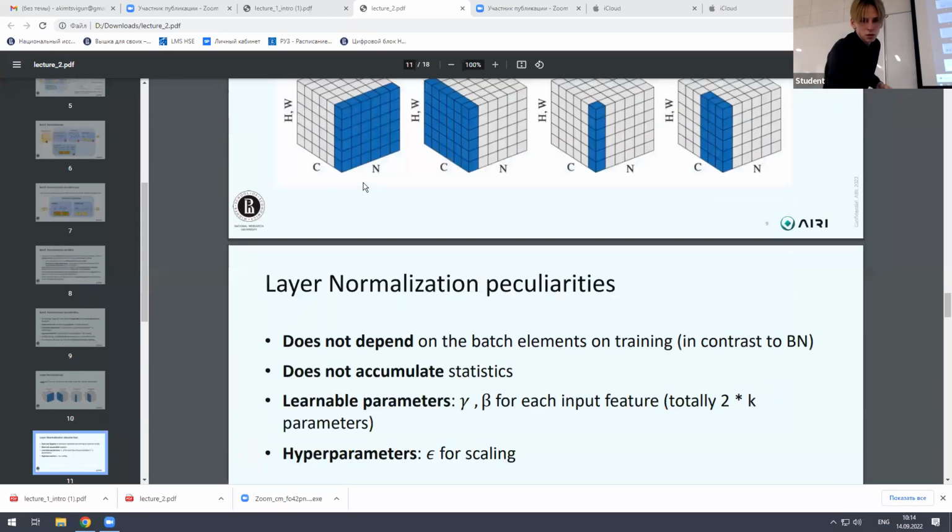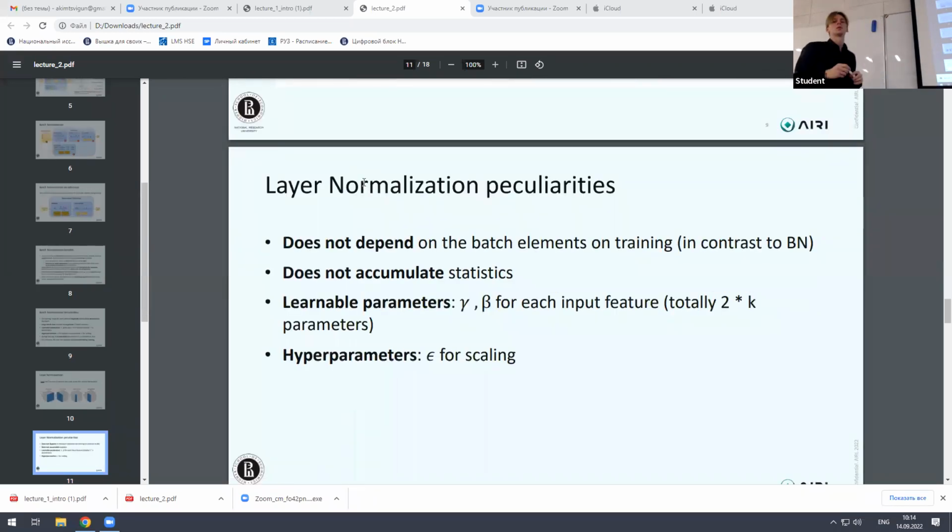And another main peculiarity is that it's now not dependent on the elements in the batch; it only depends on the vectors of words from itself. So we do not need to accumulate statistics during training, right? Because both in training and in inference, it is not dependent on other elements. The learnable parameters are absolutely the same since we do the same rescaling operation.